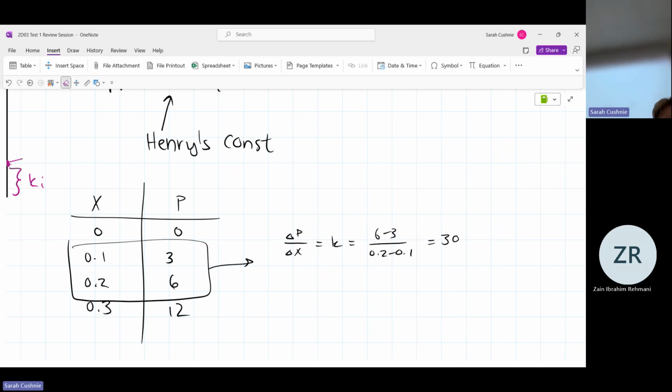So you can choose the lower values. Why do we use the lower values? Because Henry's law applies in dilute concentrations, right? Henry's law is for really dilute systems. So that's why we want a low x value.